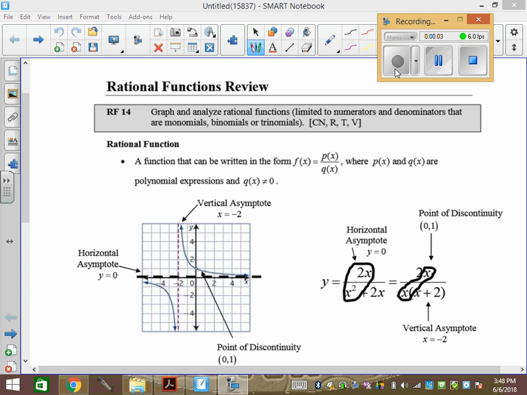Rational functions review. Graph and analyze rational functions limited to numerators and denominators that are monomials, binomials, or trinomials. A rational function can be written in the form f(x) equals p(x) over q(x), where p(x) and q(x) are polynomial expressions. q(x) cannot equal 0 because you cannot divide by 0.